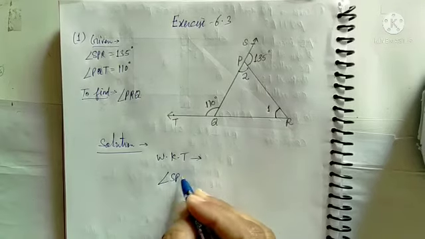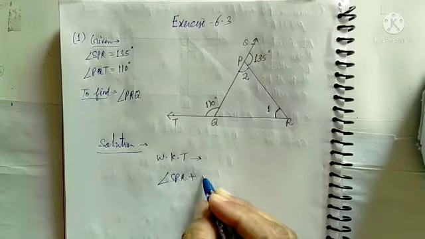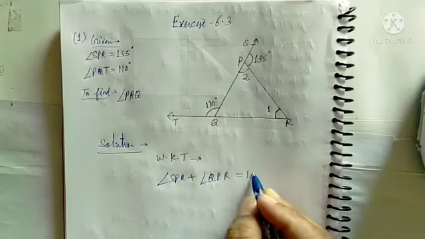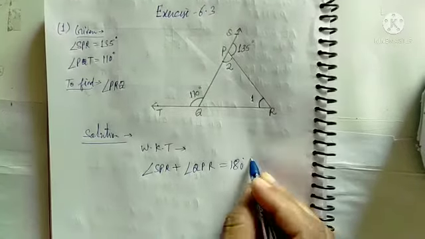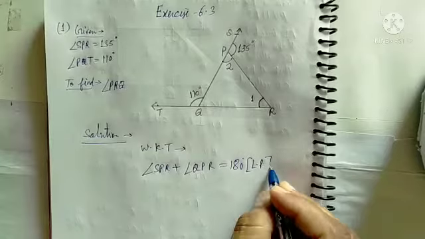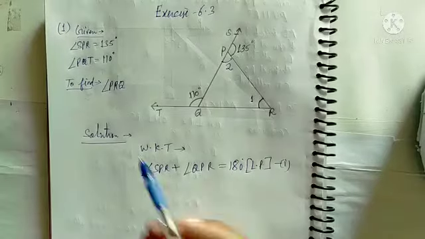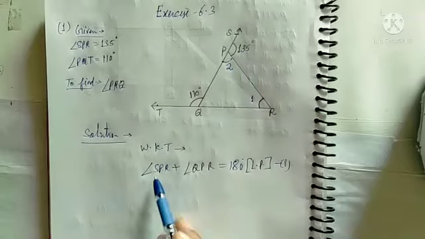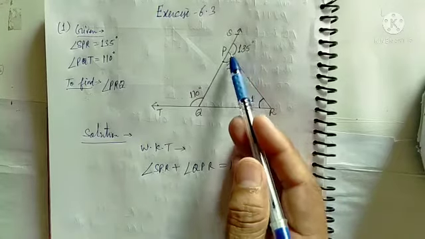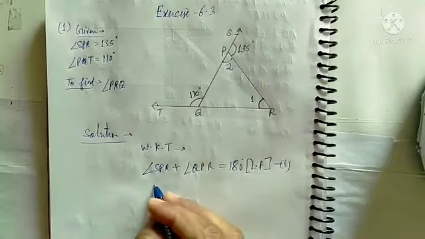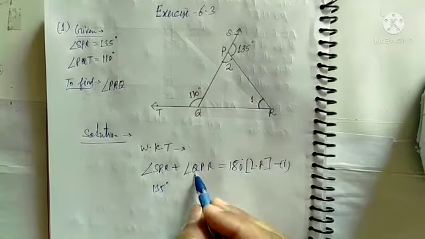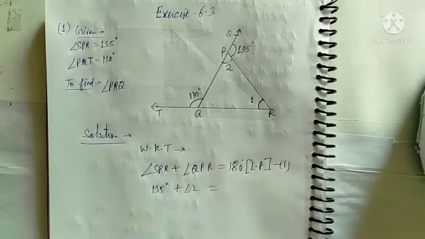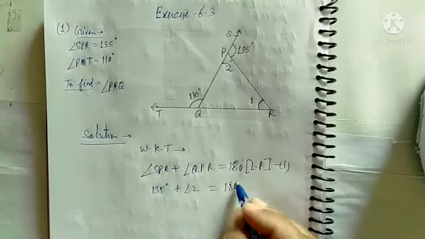angle SPR plus angle QPR is equal to 180. What is the reason? Linear pair, or you can say supplementary. Linear pair supplementary, because angle 2 plus angle 135 is supplementary, linear pair. So I have taken SPR is angle 135, SPR value, and QPR means angle 2. Angle 2 is equal to 180.